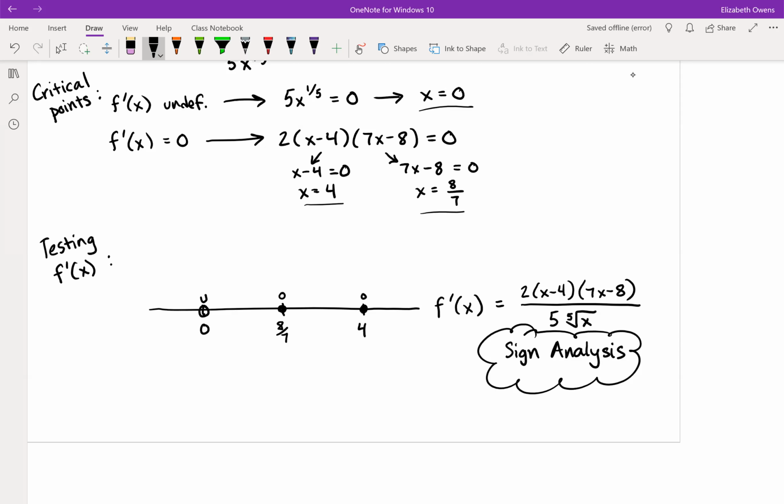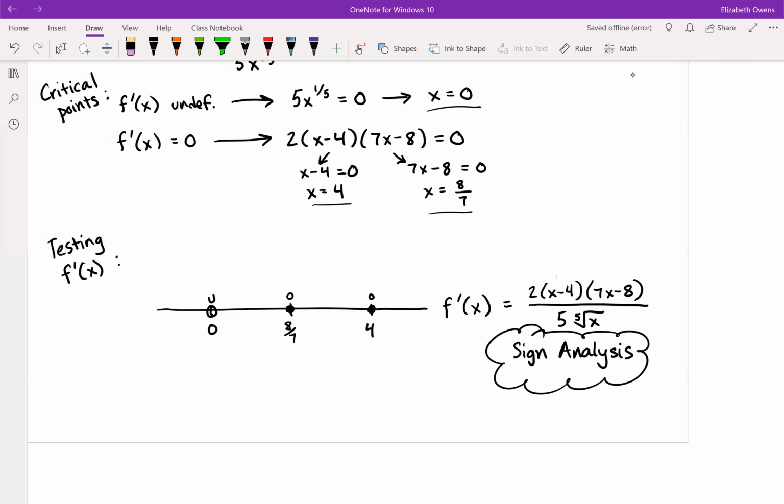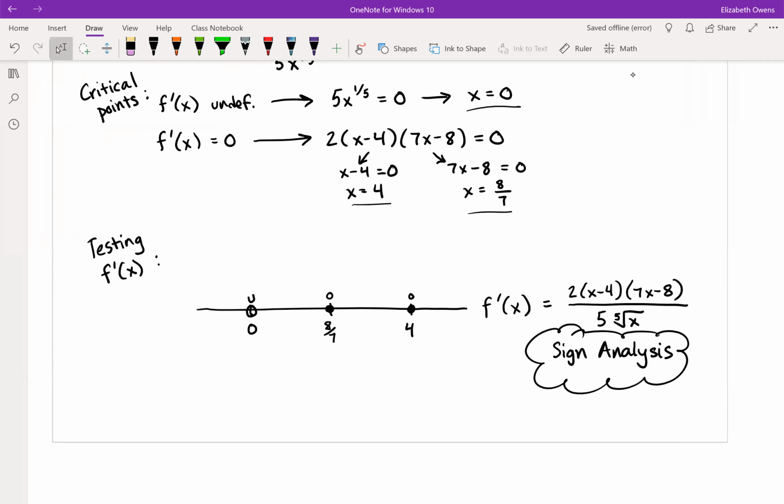And basically the idea here is when you are plugging in, and I'm saying that in quotes, plugging in your test value, you're not going to actually find the number. You're just going to determine whether each factor in this derivative function is positive or negative. Okay. So, for instance, let me show you what I mean here.